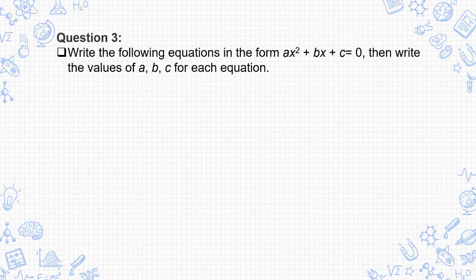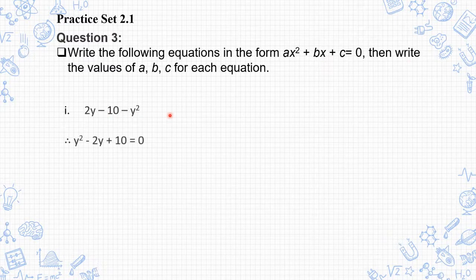We'll move on to the next sum of practice set 2.1, the question 3. So we have to write the following equations in the form of ax squared plus bx plus c equal to 0, that is in the general form, and then we have to write the values of a, b and c for each equation. So the first one is 2y minus 10 minus y squared.